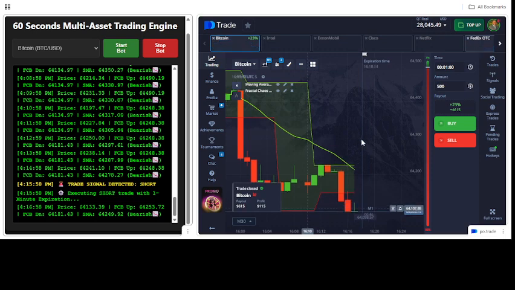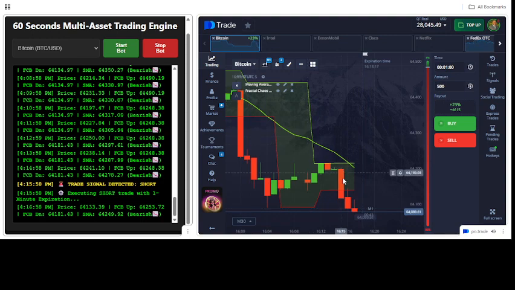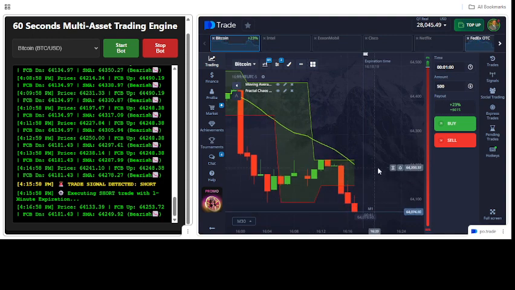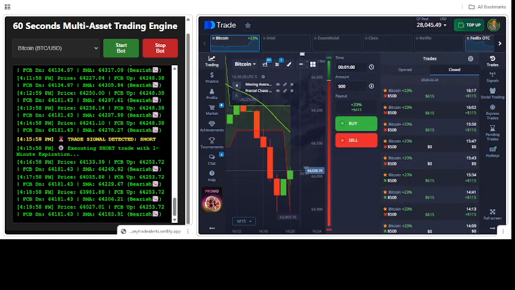Okay, so we won that trade. The bot is doing amazing. As predicted, phenomenal bot. Okay, so I'm going to end the trading session here.